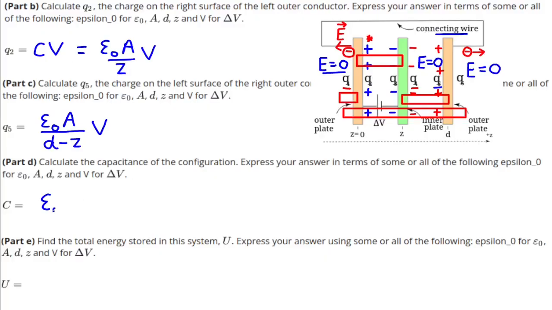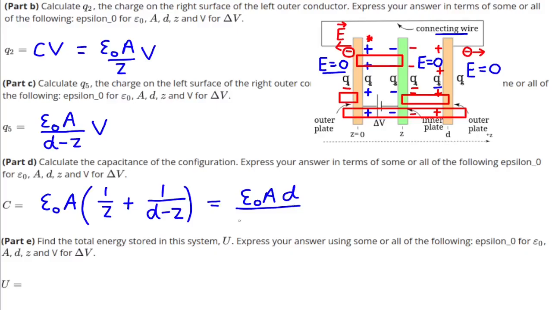So we have epsilon naught A times 1 over Z plus 1 over D minus Z, which is epsilon naught A times D minus Z plus Z, which is D, over Z times D minus Z. And the total energy stored in this system is 1/2 times the equivalent capacitance, being epsilon naught A times D over Z times D minus Z, times the voltage across both capacitors. So given the capacitors are in parallel, the voltage across both capacitors is the same.